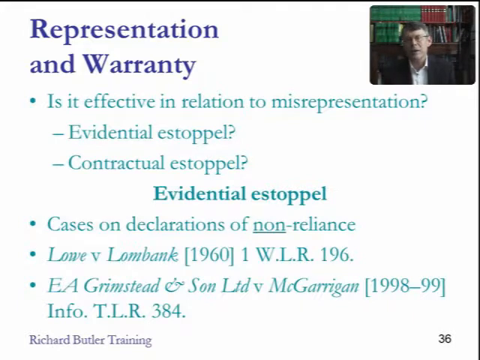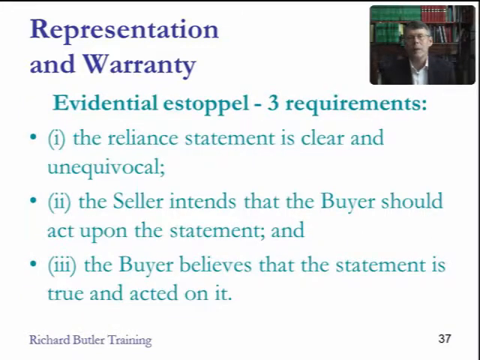However, in the earlier case of Low and Lombank, there were established quite demanding requirements for an evidential estoppel to arise. First, the acknowledgement must be clear and unequivocal. Well, with careful drafting, that seems easy enough to achieve. Second, putting the requirements into the context of a declaration of reliance by a seller, that is to say, the context in which we are currently looking at estoppels, it must be shown that the seller intends that the buyer should act on the acknowledgement. Well, that too might be easy enough to establish in many cases, but lastly, the buyer must, on the Low and Lombank test, believe that the acknowledgement is true and must have acted upon it. In many cases, that requirement could simply defeat any evidential estoppel.